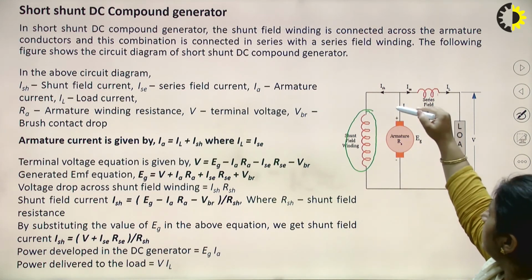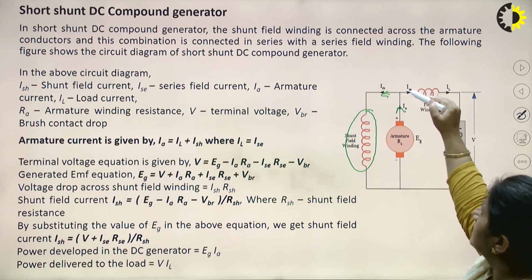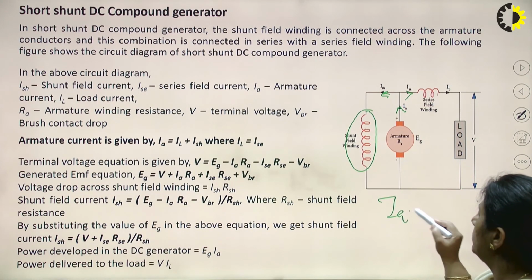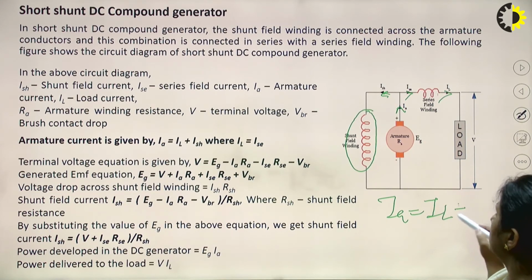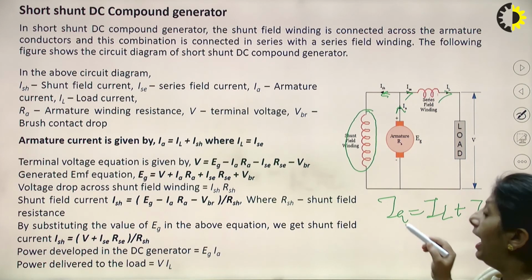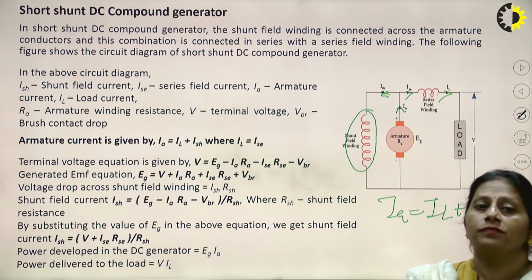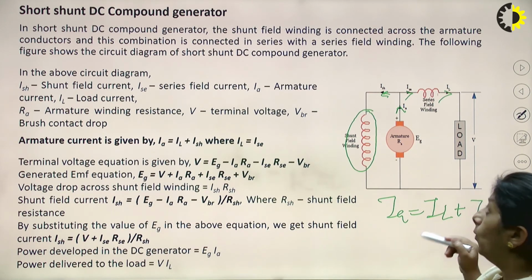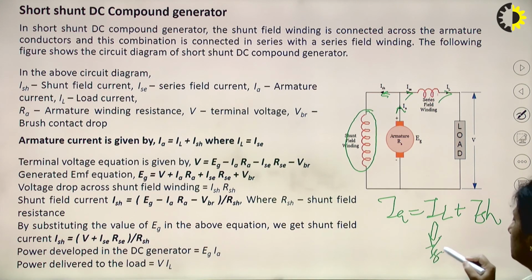If I say IA is the armature current, ISH the shunt field winding current, ISE the series field winding current, then once again I'm getting the same relation that IA must be equal to IL, the load current, plus ISH. But this time IA is not equal to ISE as we got in case of the long shunt DC compound generator. Here, IL is equal to ISE. You can see both of these are the same.